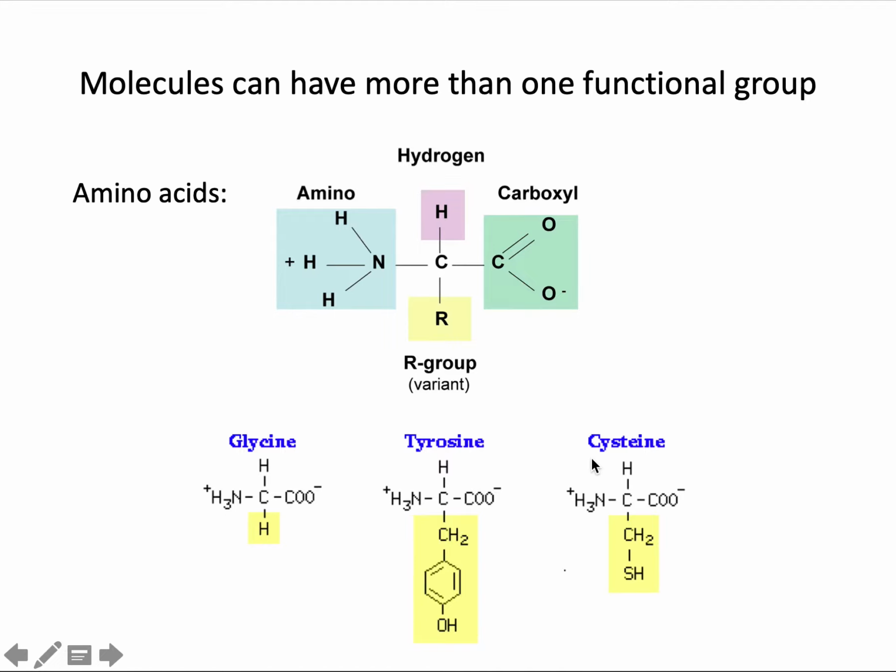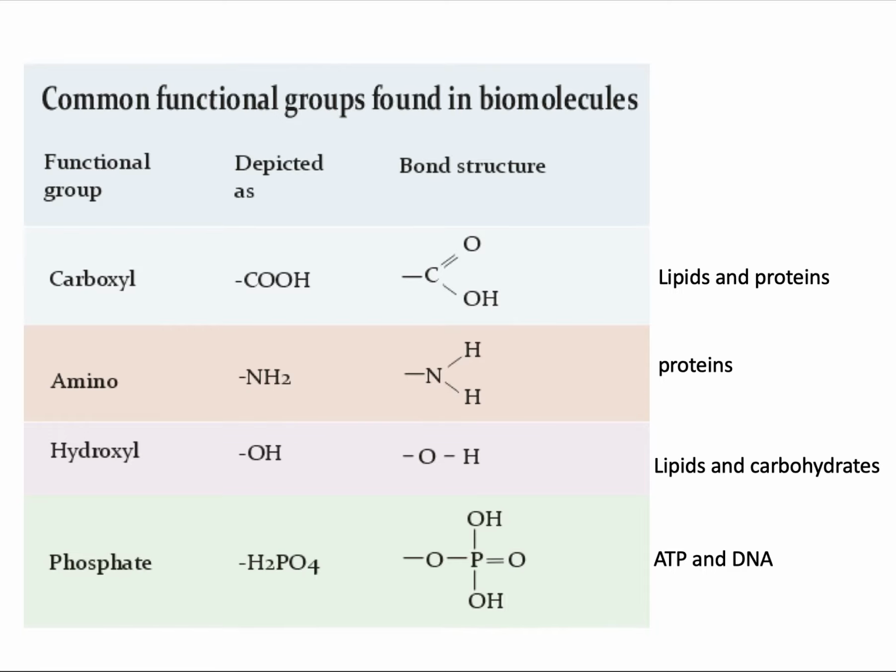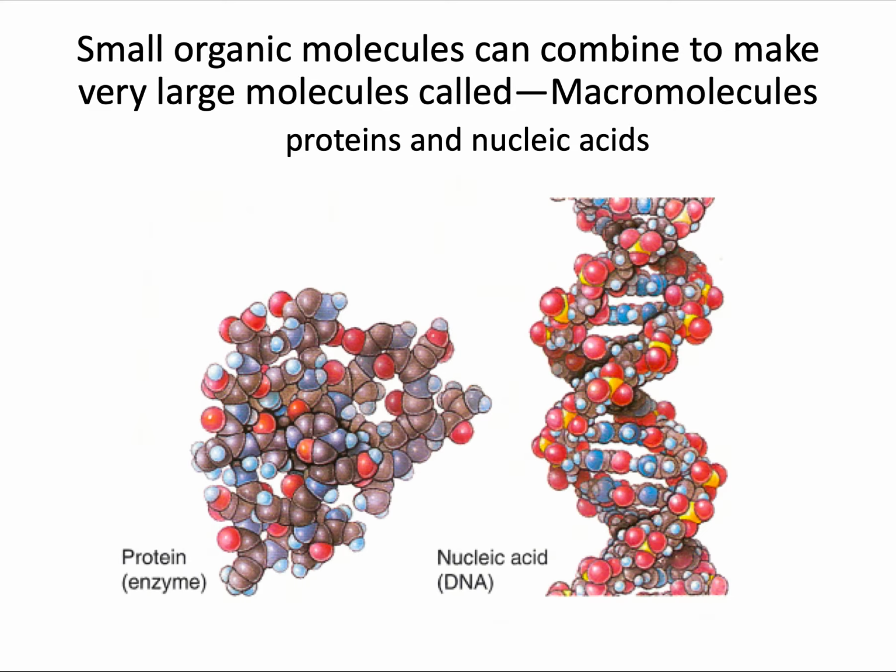So organic molecules may have several functional groups attached to them. Lipids and proteins have the carboxyl group present in them. Proteins alone have amino groups as a functional group. Lipids and carbohydrates have a hydroxyl group as a functional group. And ATP and DNA have phosphate functional groups as parts of their composition.